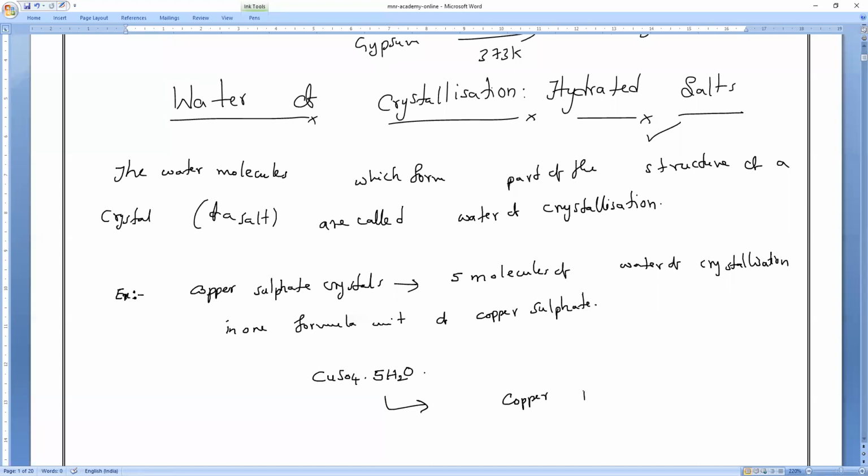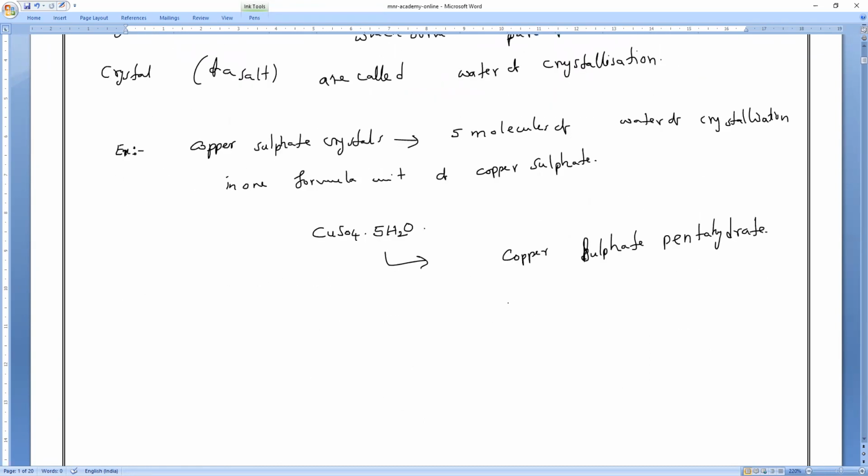Copper sulfate pentahydrate. Penta means what, everyone? 5. Pentahydrate means 5 molecules of water. Please remember that. Clear, everybody? So what is the water of crystallization of copper sulfate? 5 molecules of water of crystallization, that is 5H2O. That is what you should answer. Clear, all of you?